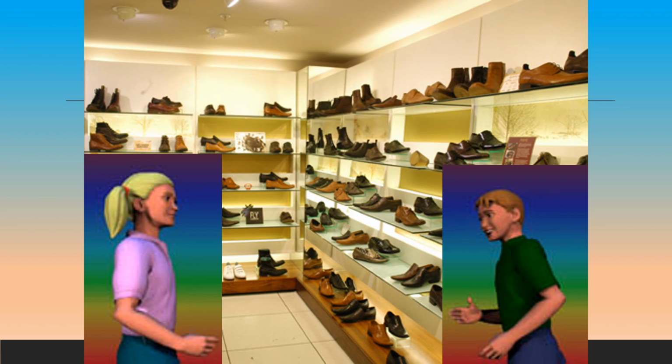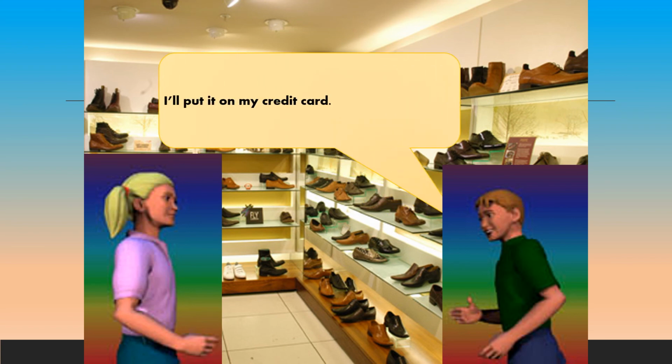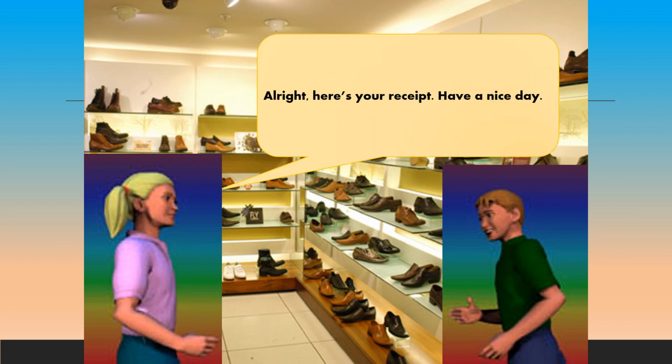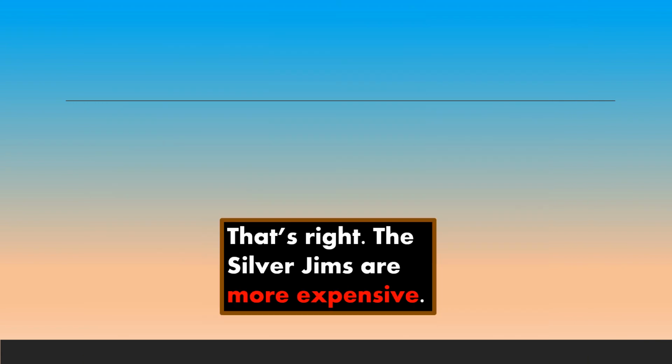I'll take the Cool Walkers. How would you like to pay? I'll put it on my credit card. See that preposition we talked about last week, on my credit card. All right, here's your receipt, if you remember that shopping word. Have a nice day. Thanks. That's right, the Silver Gyms are more expensive.